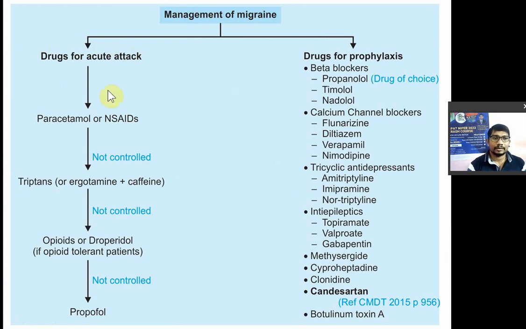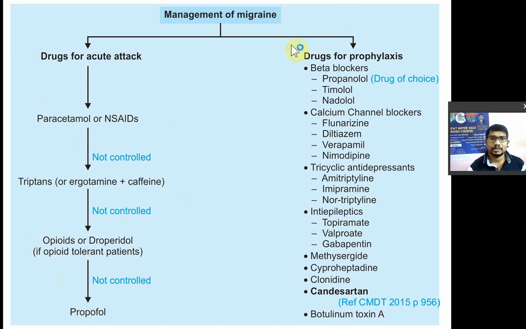During the acute attack, initially these migraine attacks are treated with analgesic drugs or non-steroidal anti-inflammatory drugs. If you get relief, then it's okay. If not, then you have to use triptans like sumatriptan, or ergotamine and caffeine. Still if you're not getting relief, you have to use opioid drugs like codeine, and droperidol. If not controlled, then you have to use propofol. It is an anesthetic agent, right?